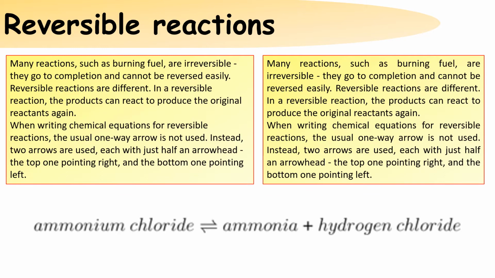This can be shown as an example below, where ammonium chloride will break down into ammonia plus hydrogen chloride gas, but then the ammonia and hydrogen chloride gas will reform to make ammonium chloride.